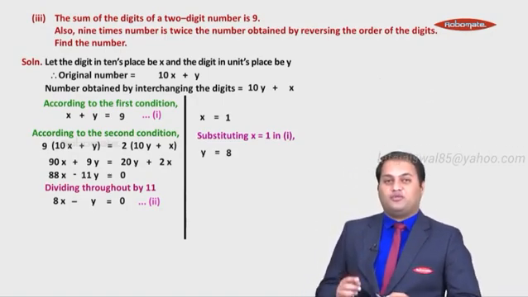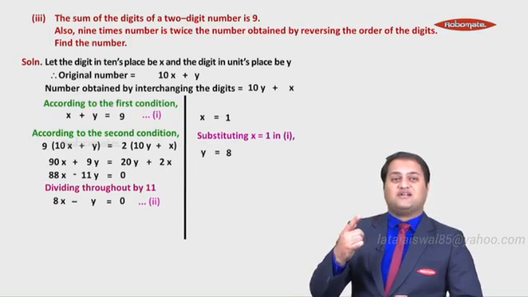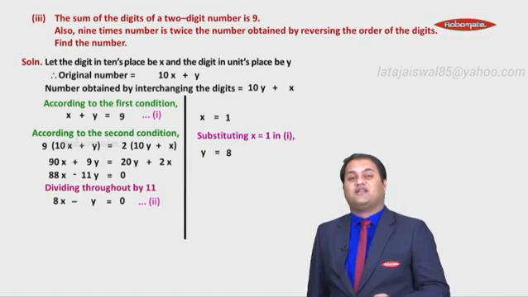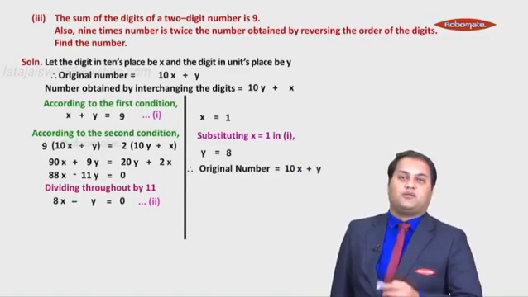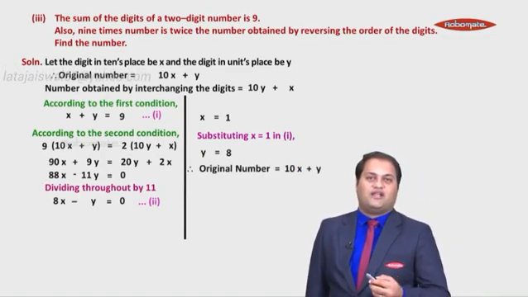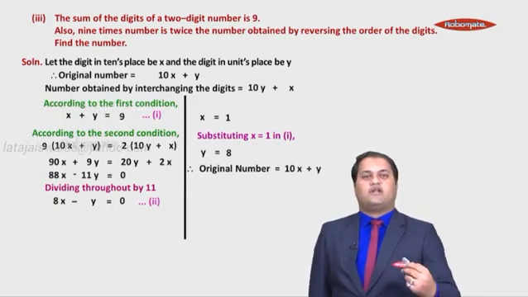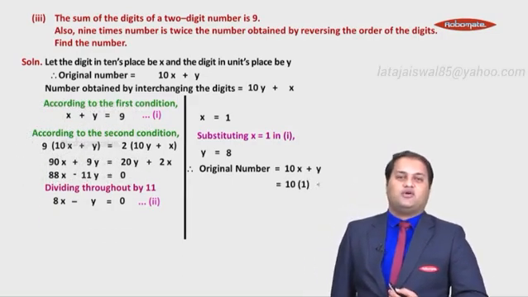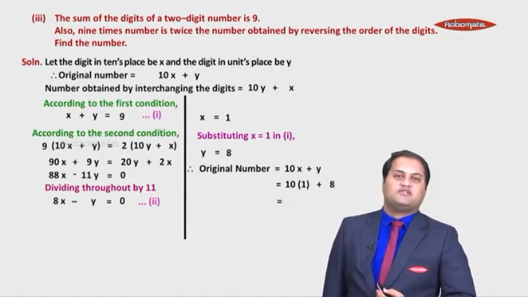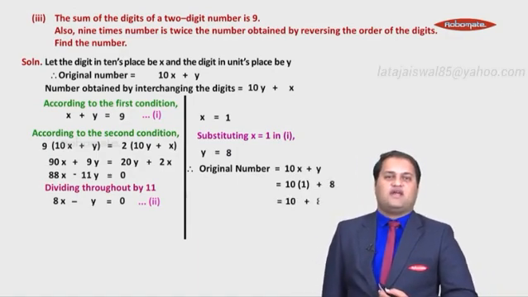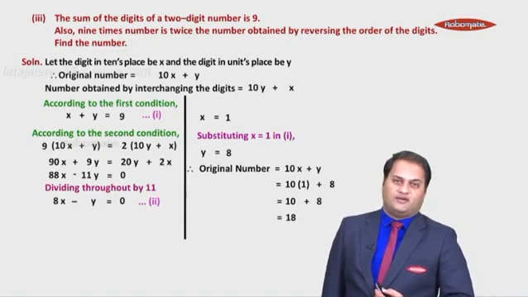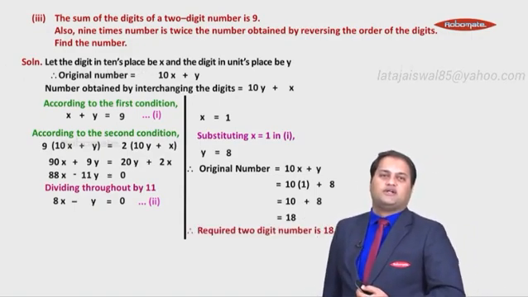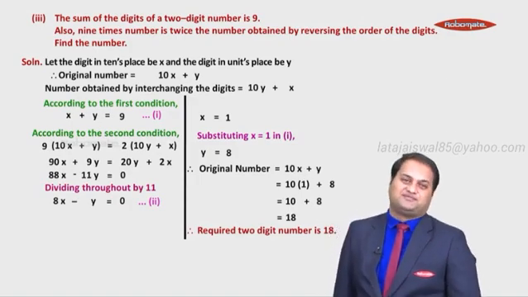The sum is not over because these are just the digits. x is the digit in the tens place and y is the digit in the units place. We are interested in the number. So how to find the number? Number is 10x plus y, 10 into the digit in the tens place plus 1 into the digit in the units place. This is equal to 10 into 1 plus 8, which is equal to 10 plus 8, which is equal to 18. So your final answer will be, therefore, the required 2-digit number is 18.